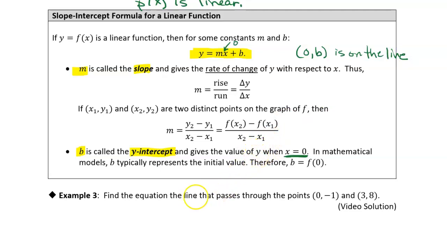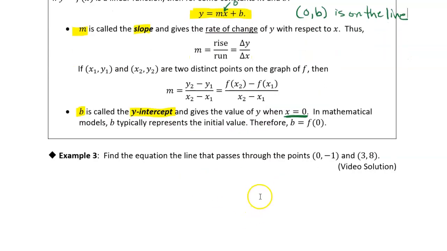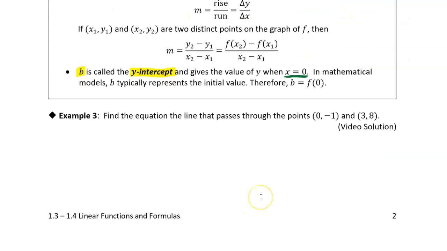All right, so let's look at this next example. We're given 2 points: (0, -1) and (3, 8), and we want the equation for the line that passes through those points. It doesn't ask us to graph it, but let's go ahead and take a look at it graphically.